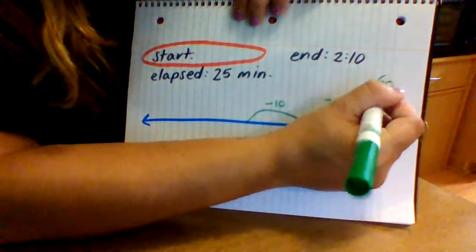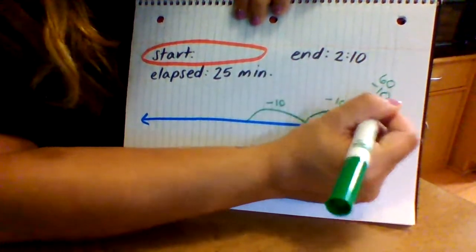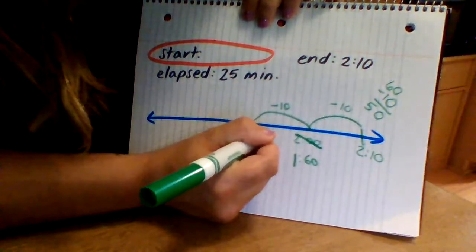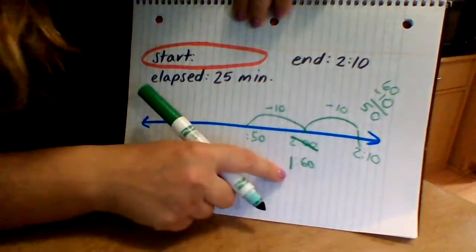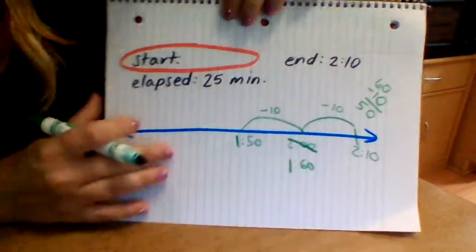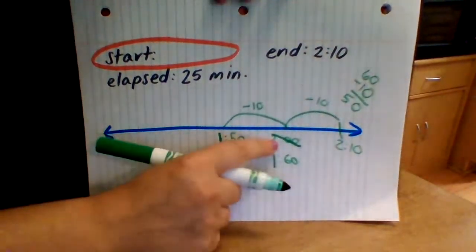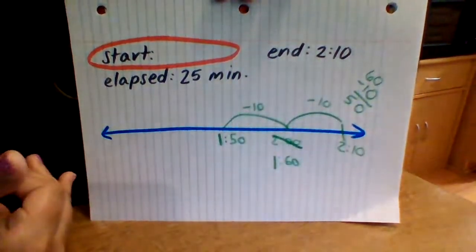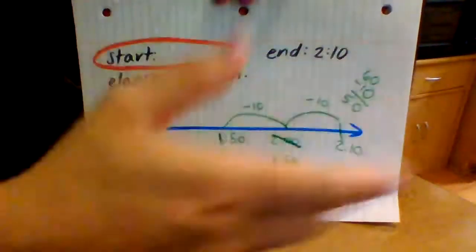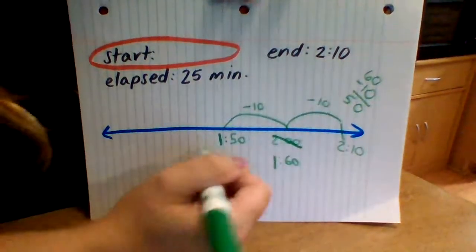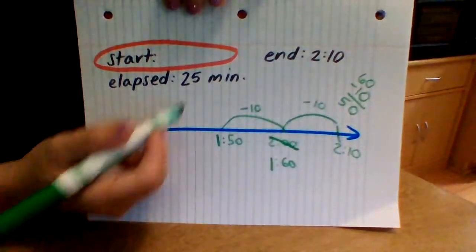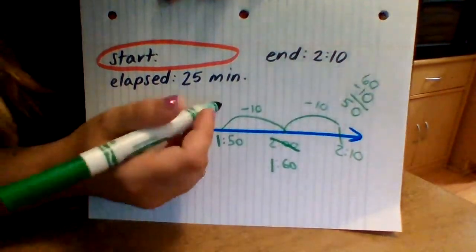60 minus 10 is 50. And my hour changed to 1, right? 1:50. This makes sense because it was 2 o'clock and we're going backwards in time. What's before 2 o'clock? 1 o'clock and some number of minutes, right? So we are at 1:50 right now. I've taken away 10, 20 minutes. I want to take away 25 minutes altogether.